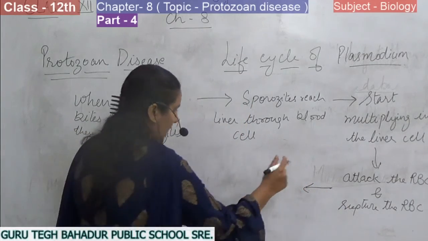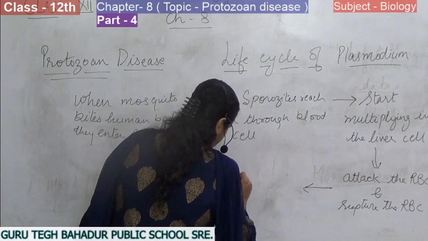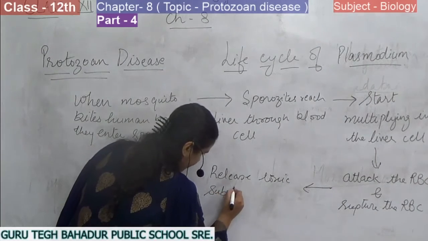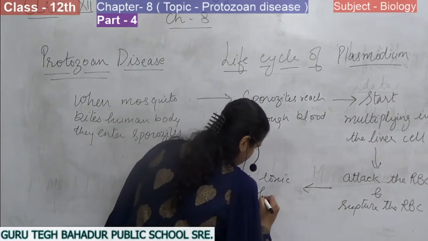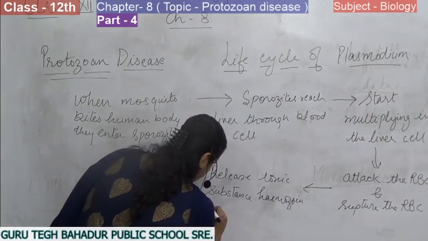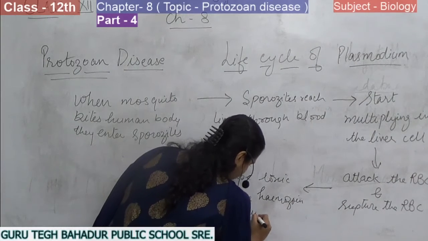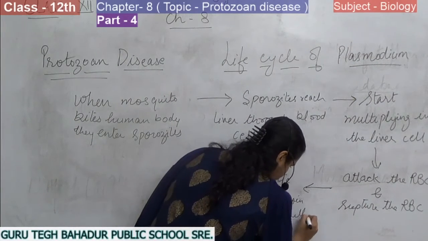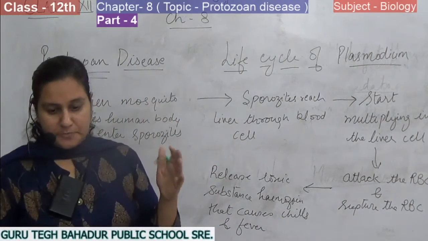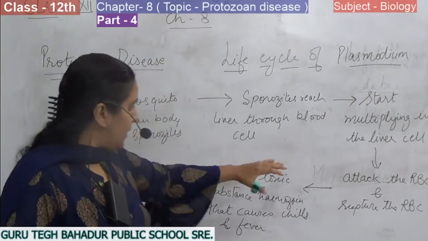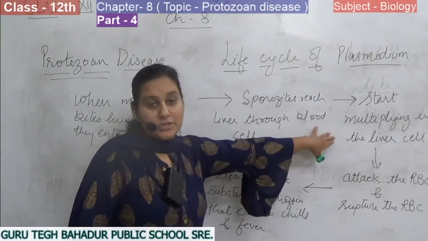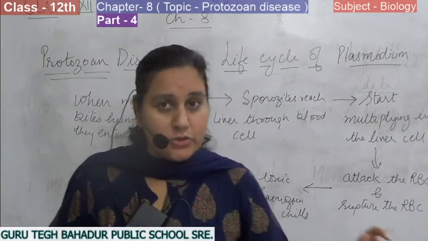So after attacking the RBCs, they release a toxic substance that is called hemozoin, that is responsible for the fevers and the chills. All this multiplication in the liver cell and the attacking is a result of asexual reproduction.